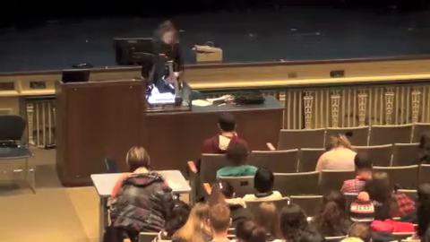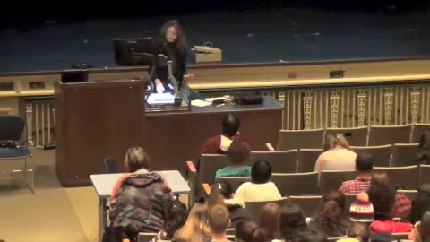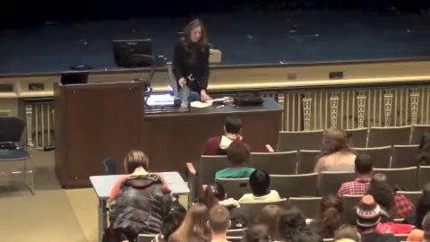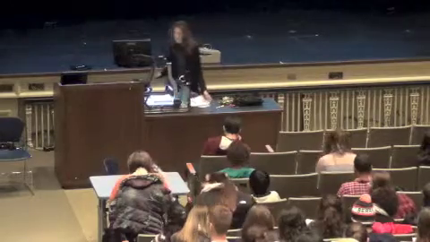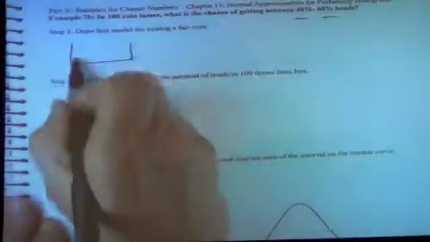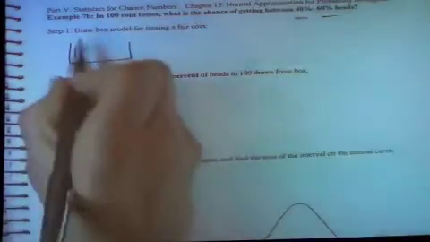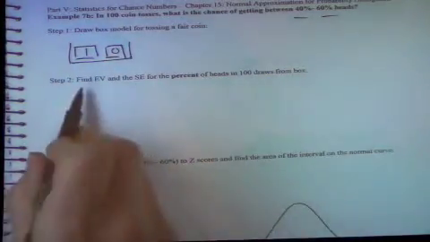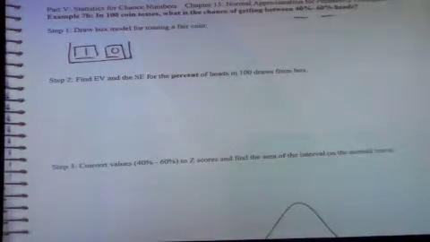Now, we're going to do the same thing with percents. We can do this with percents, with averages, and with sums. They're all basically the same idea. All right, so again, what's the question asked? In 100 coin tosses, what's the chance of getting between 40 and 60% heads? Our box model is going to be the same. You make it for a single draw, and you can either get 1 head or 0 heads, right? Find the expected value and the standard error for the percent of heads.